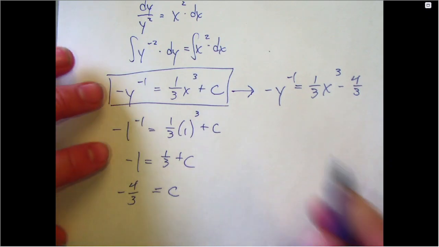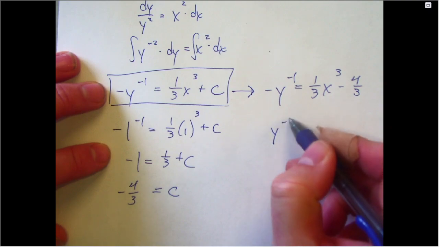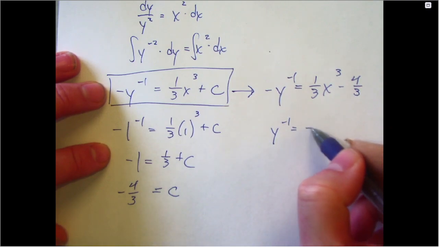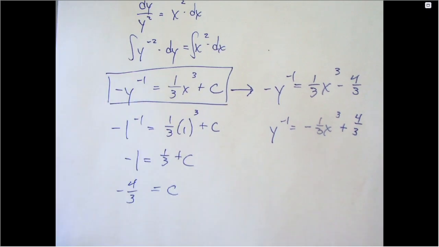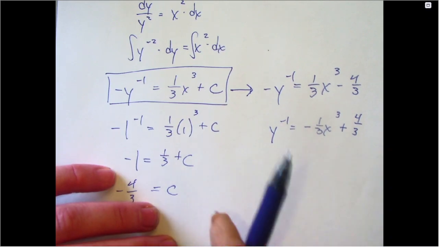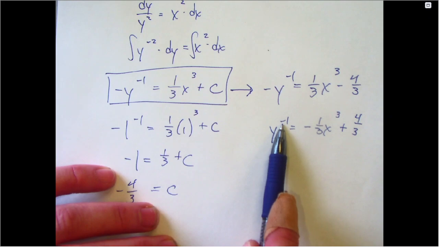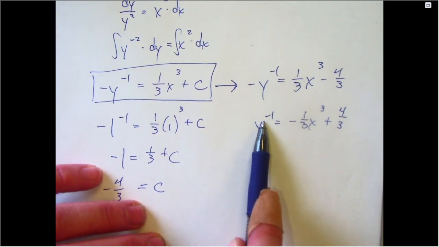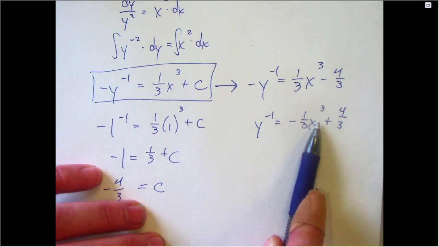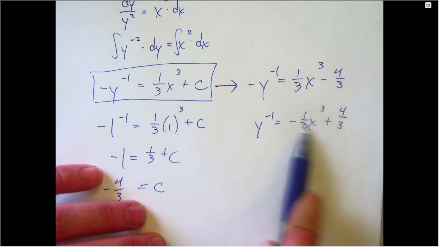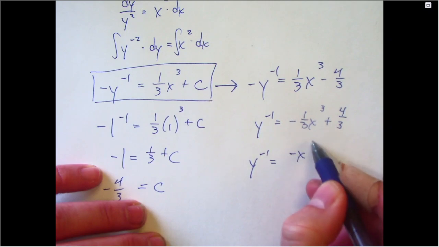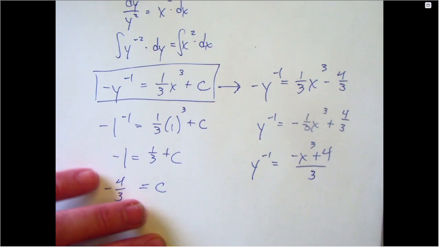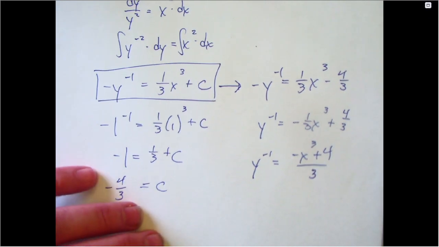So now I gotta solve for y. I'm gonna multiply everything by negative, so y to the negative first equals negative 1/3 x to the third plus 4/3. Looking forward, to fix that negative 1 power, I'm gonna need to take the reciprocal of that side, which means the reciprocal of this side. The way it's written right now, it looks like a crappy thing to take the reciprocal of, so I'm just gonna take a step and rewrite it, and that looks a lot easier to reciprocal.